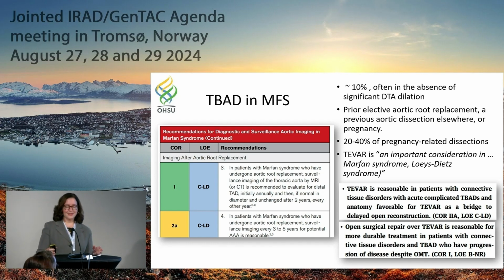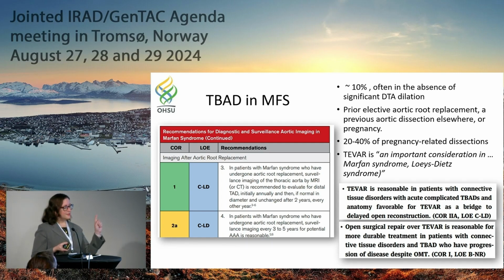And then Marfan syndrome specifically, the document talked about Marfan syndrome, Loeys-Dietz, and vascular EDS. For vascular EDS, the highlight is that there's positive data, so there's really not a whole lot to go about. Marfan syndrome had the most robust data in the document and highlighted that 10% of people with Marfan syndrome have type B aortic dissection. The risk factors highlighted were potentially prior elective repair, previous dissection elsewhere, or pregnancy, and in fact, 20 to 40% of pregnancy-related dissections occur in people who have Marfan syndrome, so that's a relevant piece of information.